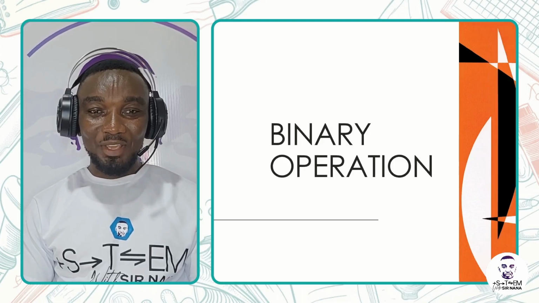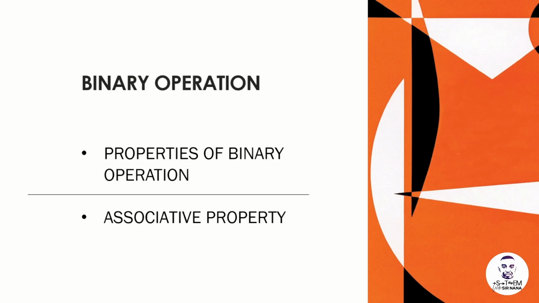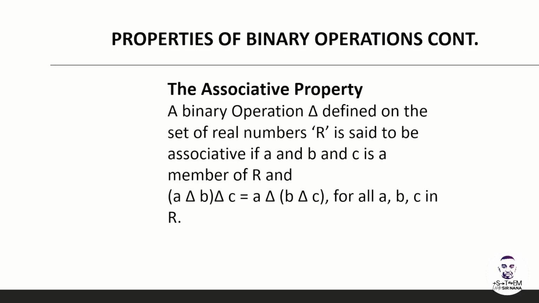In this lesson, we are going to look at another property of binary operation, which is the associative property. So let's consider the associative property of binary operation. With the associative property, we are considering having two elements and introducing another element. So we can say let A, B, and C belong to the set of real numbers. So we have A, we have B, and then we have C.